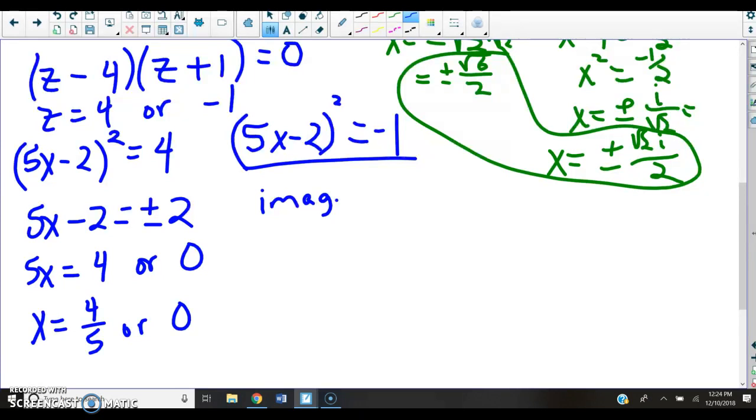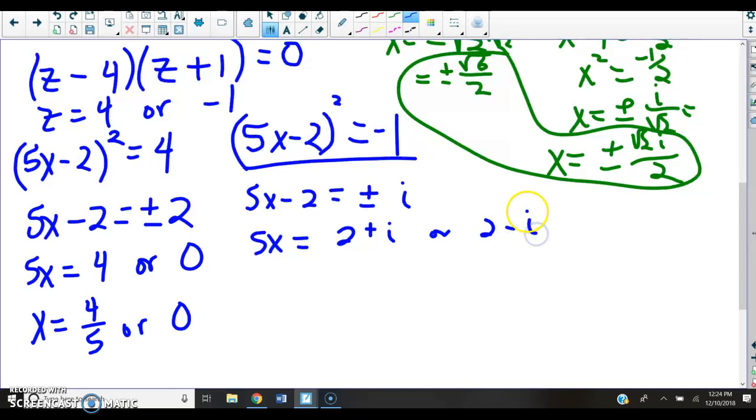Okay. I think we had the same thing on the other one. So if we go ahead and try to solve this, we get 5x minus 2 equals plus or minus i. So 5x equals 2 plus i or 2 minus i, and then we've got to divide out the 5. Okay, so you still have 4 options for x, but 2 of them are complex.